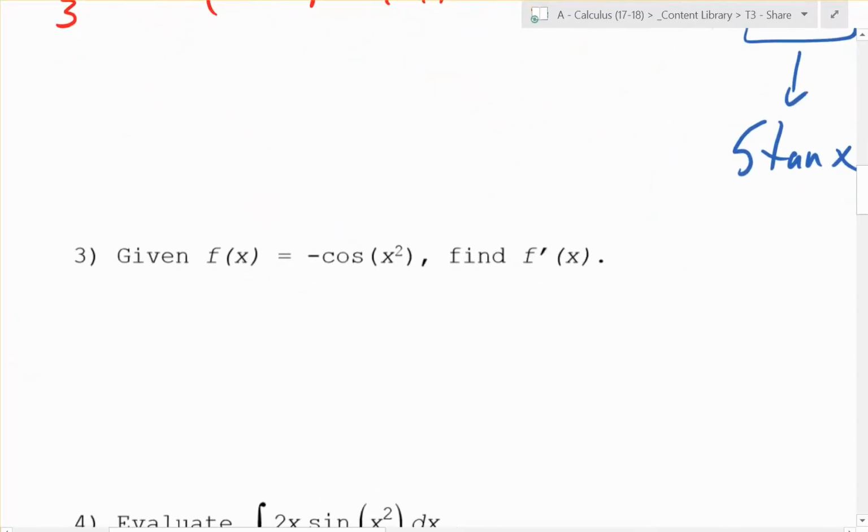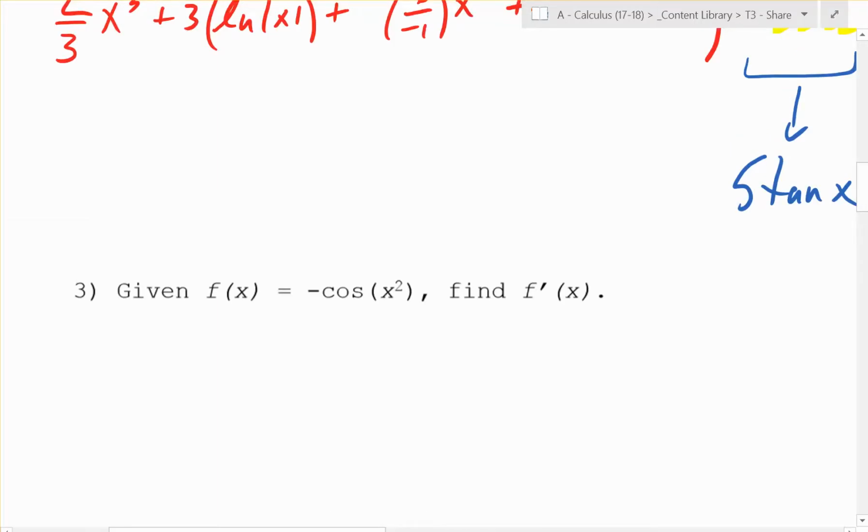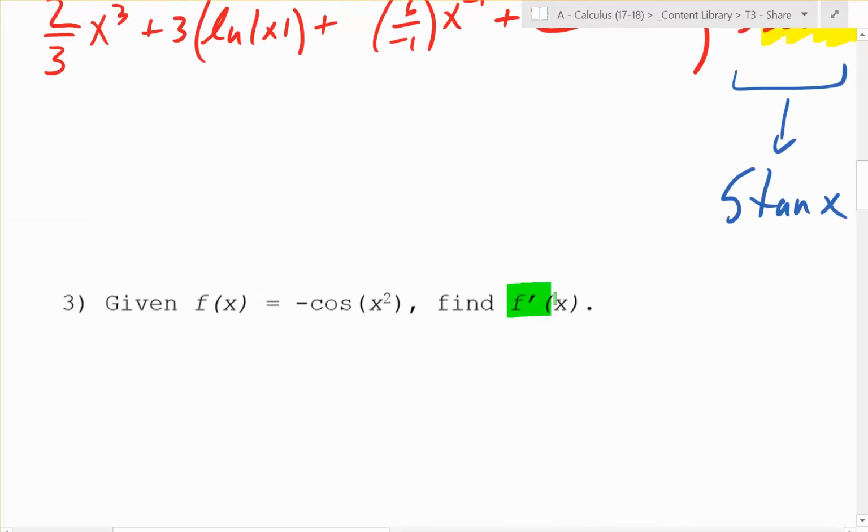So let's take a look at this right here. In this question, we're back to the nice line of just finding derivatives. We're just trying to find the derivative of this function. So what do we do here? Well, the derivative of cosine is negative sine. So f prime of x is going to be negative sine. Remember, this negative is along for the ride, and the derivative of cosine is negative sine of x squared.